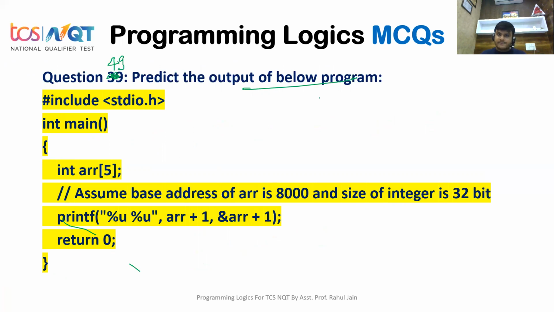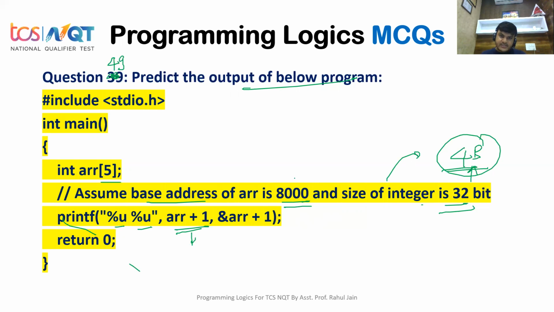Predict the output of the below program. This is the program. Now if you see here, int array[5] is declared, and assume the base address of the array is 8000 and the size of an integer is 32-bit. 32-bit means 4 bytes, 1 byte equals 8 bits. So 4 bytes is the size of an integer, which is given to us. Now %u array + 1. So initially the value of array is 8000, right? So 8000 will be printed itself, and then array + 1 with post increment. So initially 8000 would be printed.